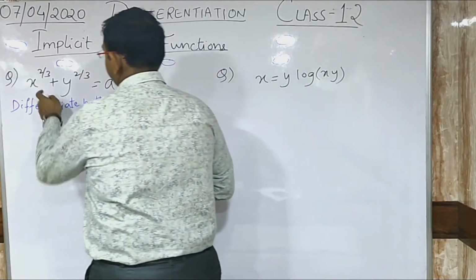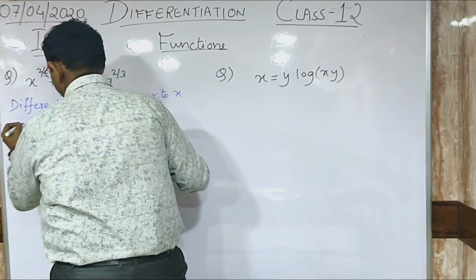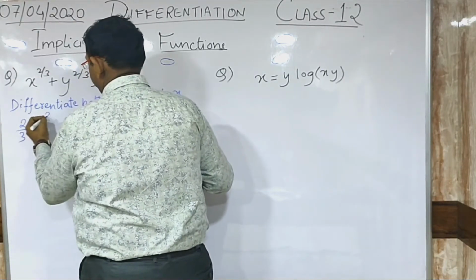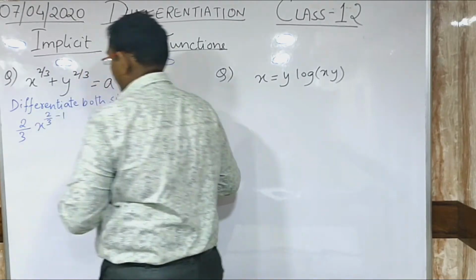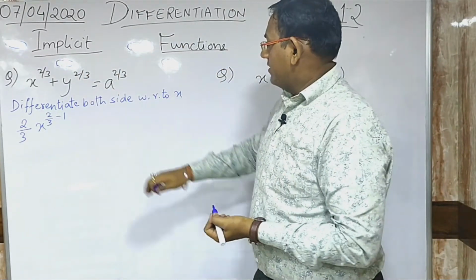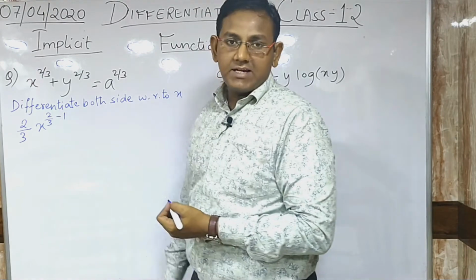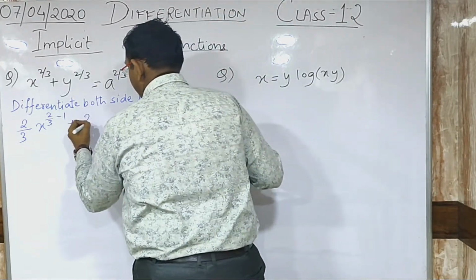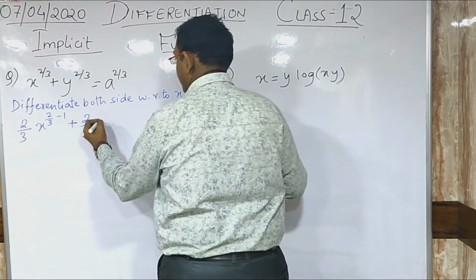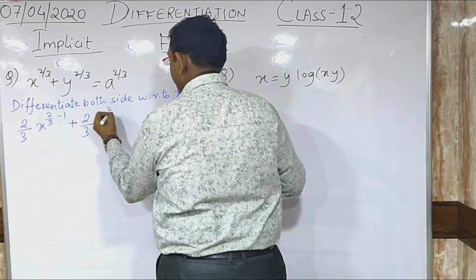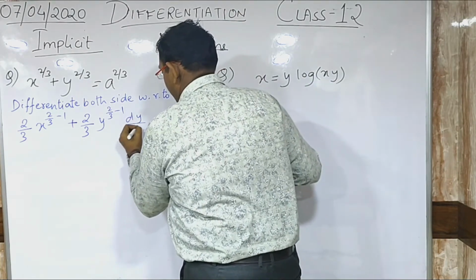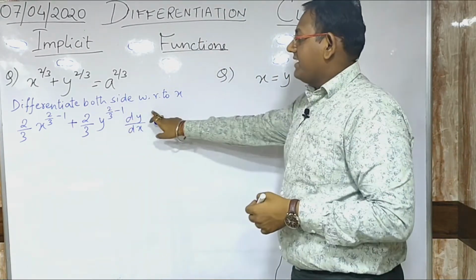Now in the case of differentiation, if we differentiate x, the power will come in the front and the power of x will be reduced by 1. So it becomes x to the power 2 by 3 minus 1. Similarly, if we differentiate y, its power will come in the front, 2 by 3, and the power of y will also be decreased by 1. But there has to be another dy by dx present with y.